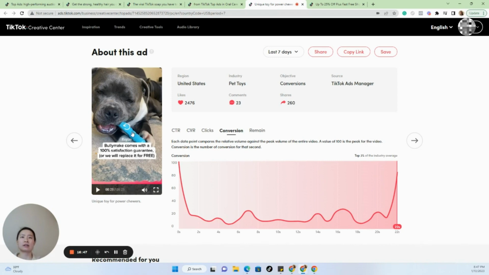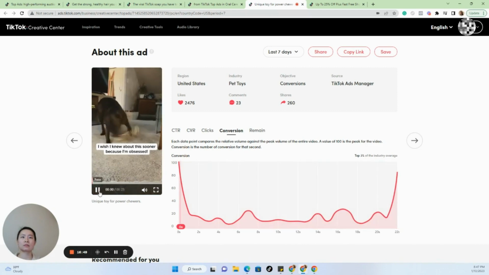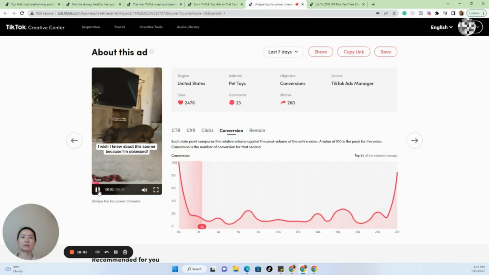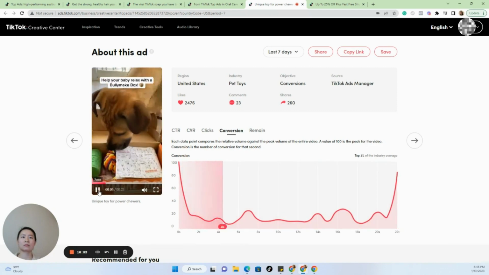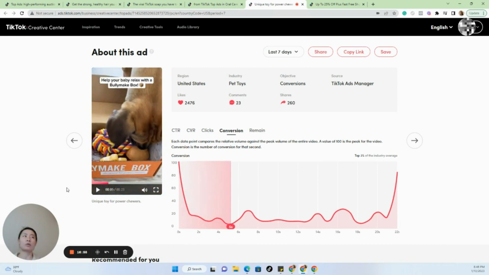And let's take a look at the hook again. I would say the hook is average just in terms of the script, the visual, and the audio. However, I think the reason why it works is just because it definitely gets the job done. It gets the job done in terms of what it is and what it does.